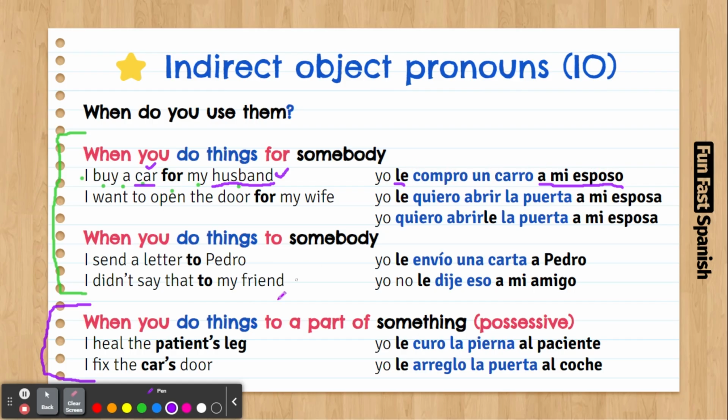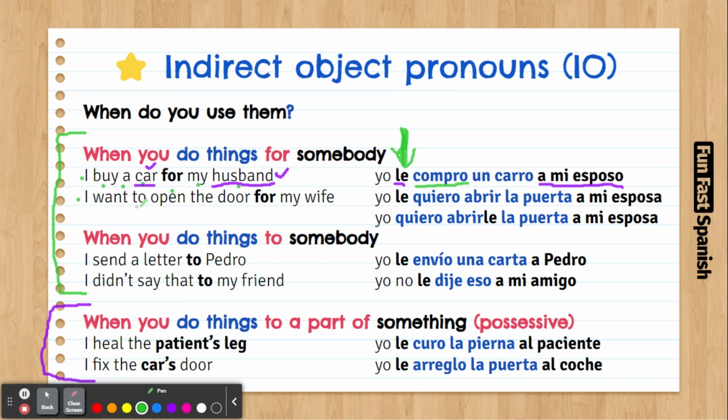And as you can see, this le goes before the verb. You don't say "yo compro le." You might think, I buy him, yo compro le, but no, you can't do that, because remember, when you have just one verb, all the pronouns have to go before the verb. Remember that rule we talked about? You can check this in Survive also, and Converse. I think we also talked about the position of the pronouns. If you have just one verb, the pronouns always go before. Yo le compro un carro a mi esposo. Let's do this example now.